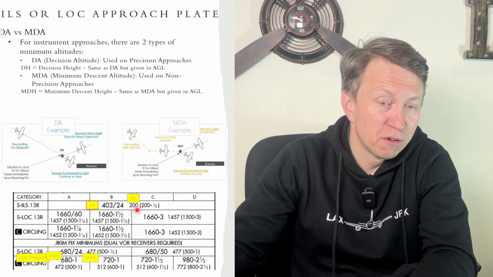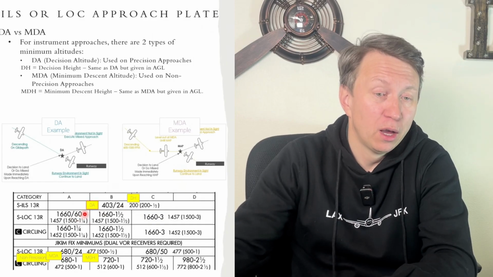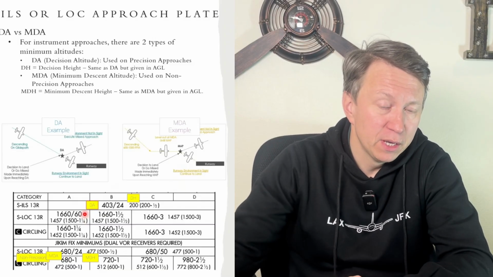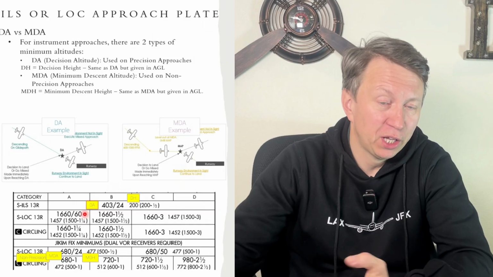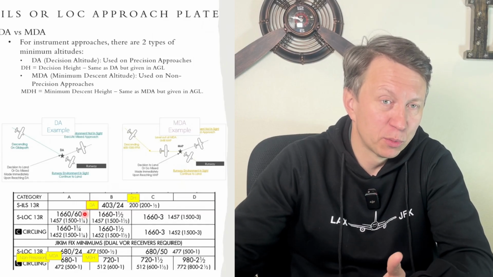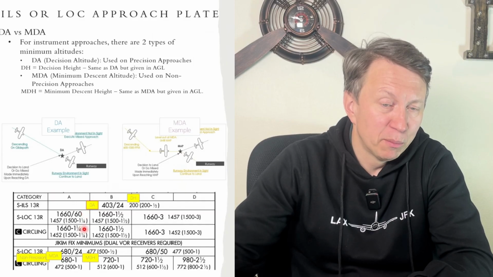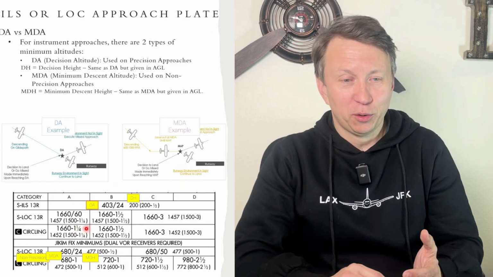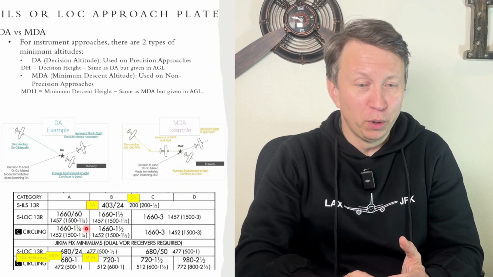RVR versus flight visibility. The numbers that follow the slash are runway visual range requirements. Those can be reported at airports if they have the equipment. Hillsboro will do that if visibility is low. The numbers that follow after a dash are just flight visibility. And that's another question that you'll have to be really comfortable and firm with.